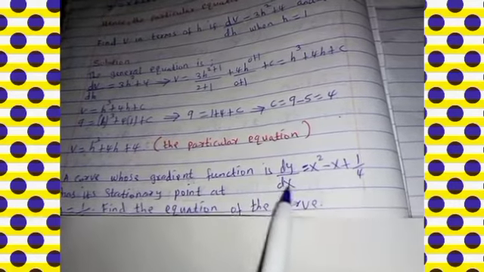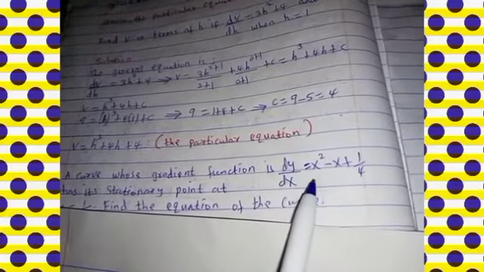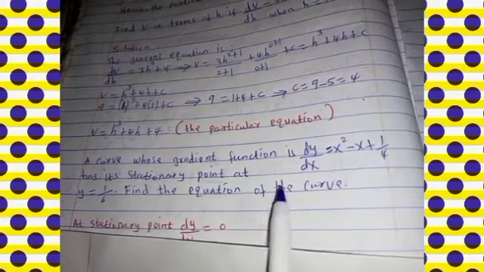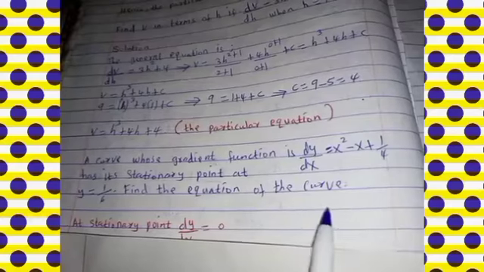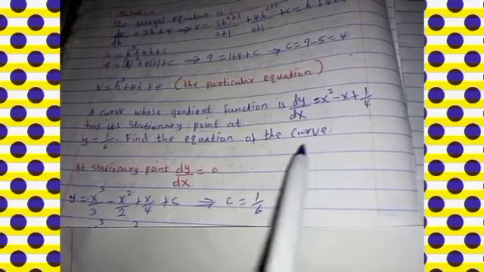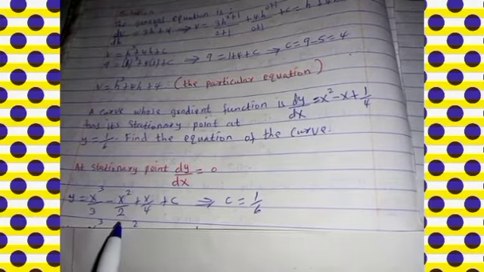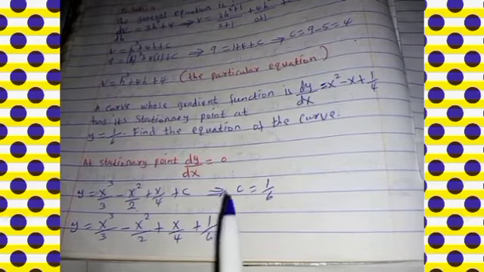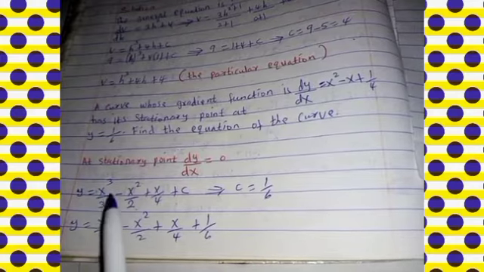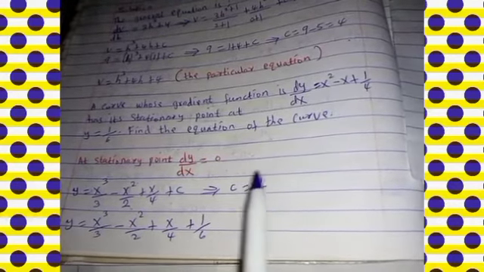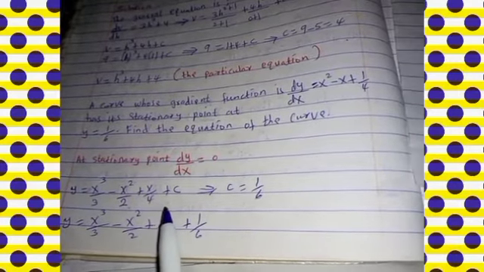So we want to look at another example whereby you have a curve whose gradient function is x squared minus x plus 1 over 4, and there's a stationary point at y is equal to 1 over 6. So we want to find the equation of the curve. We know at the stationary point, the gradient is equal to 0. So what we are going to do, we integrate this to get x cubic over 3 plus x squared over 2 plus x over 4 plus c. Then we are going to find that c is equal to 1 over 6 when x is equal to 0, and this is the curve which we obtain.